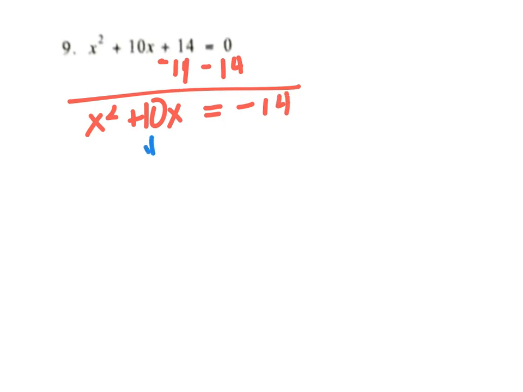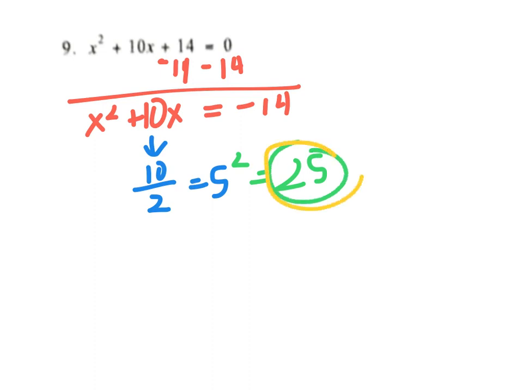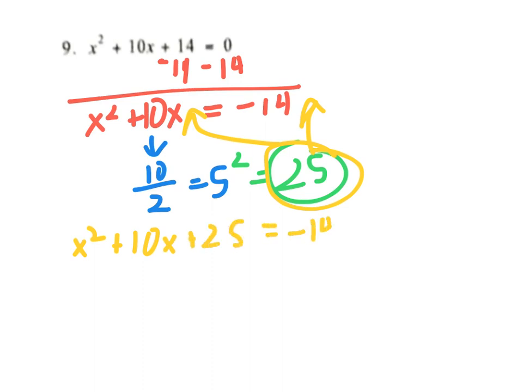Again, I'm going to bring down my number in front of x. So we're going to bring down the 10. We'll divide it by 2, which gives me 5. And then we'll square it, which gives me 25. We want to take 25 and add it to both sides of my equation. So we have x squared plus 10x plus 25 equals negative 14 plus 25.